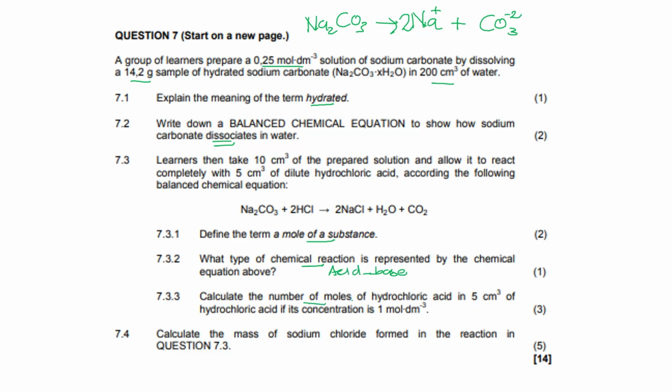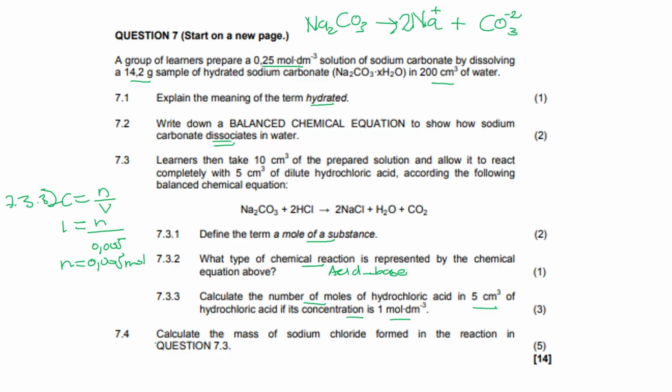7.3.3. Calculate the number of moles of hydrochloric acid in 5 cm³ of hydrochloric acid if the concentration is 1 mole. Okay, so we can just use our formula c = n/V. We have the c, which is 1. We don't have the number of moles, but they have given us the volume, which is 5 cm³. We want it in dm³, so we are going to divide to get 0,005, and we multiply to get 0,005 because we're multiplying by 1, so that is moles.